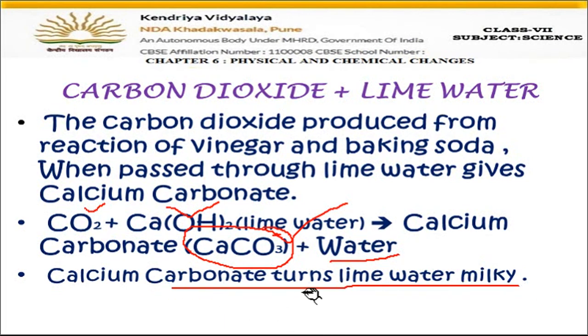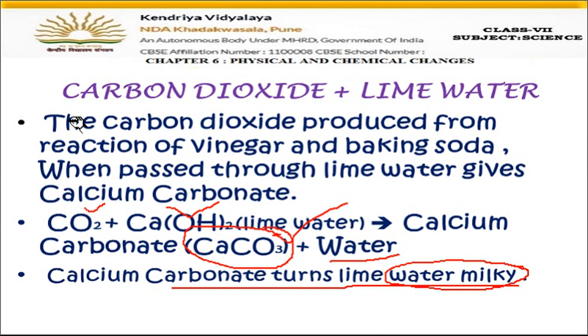Okay, calcium carbonate is formed and lime water turns milky. It means that before the reaction the solution was transparent, but after the reaction it becomes milky, it becomes white. So this is another example of a chemical change. Fine. So what was the first example?